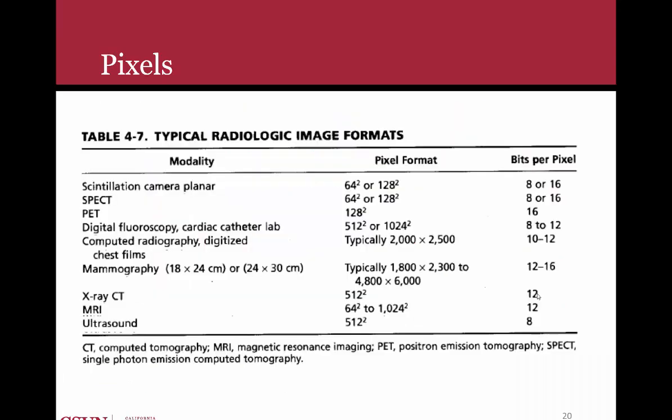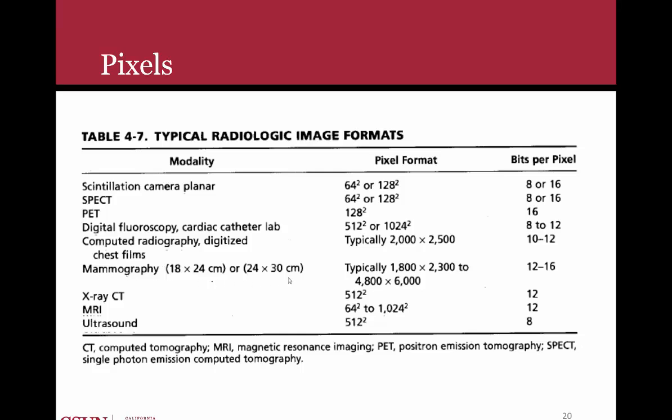Okay, so here are some typical pixel formats for different imaging modalities. Typically, what's produced from X-rays, up here, are 64 by 64 pixels or 128 by 128. From SPECT, it's about the same. From an MRI is where you get better. So that's 64 by 64, or it's 1024 by 1024.